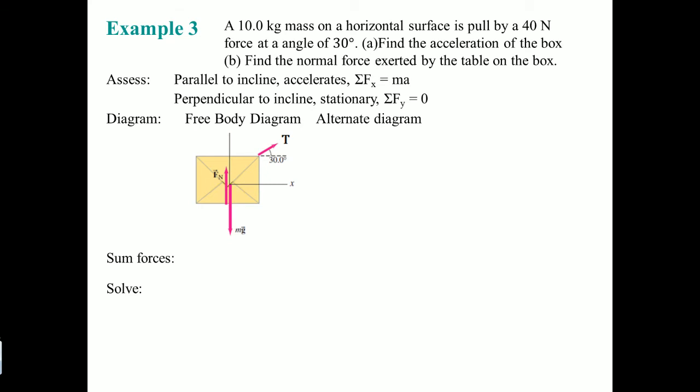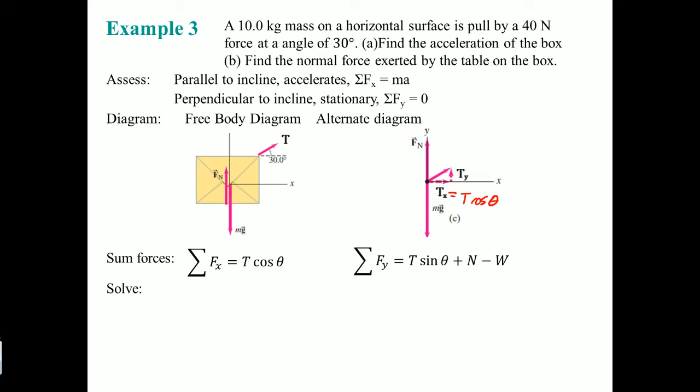And if you would like to see the component form, it looks like this. Tx is just the horizontal part of the tension force, and Ty is the vertical tension force. Let's do the summation of my forces. The summation of my x forces is just T cosine theta. That comes from Tx equal to T cosine theta, and that's your only x part. Your y is your Ty, which is equal to T sine theta, as well as the normal force going up, subtracted by the weight going down.